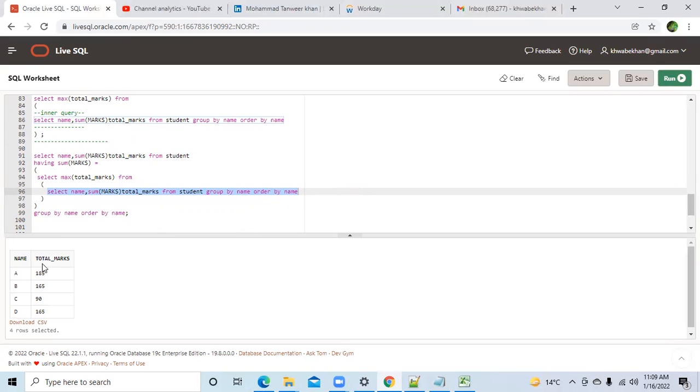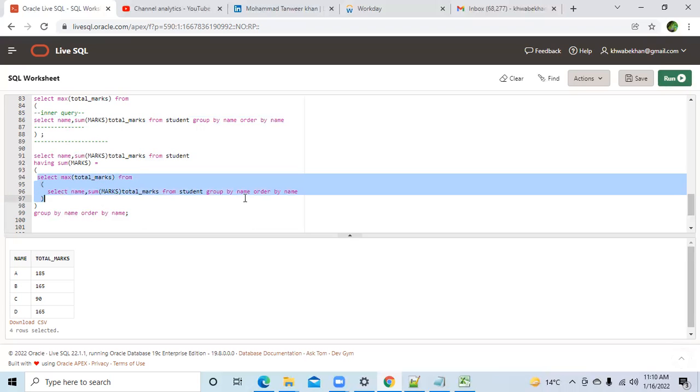From this query, you got the total marks of each student. After this, what do you want? The maximum marks, right? So after this, we have used the outer query: select maximum marks of this total marks. So you will execute this one. Now this has given me the maximum marks, 185. But I want to see who is that student who has scored this maximum.